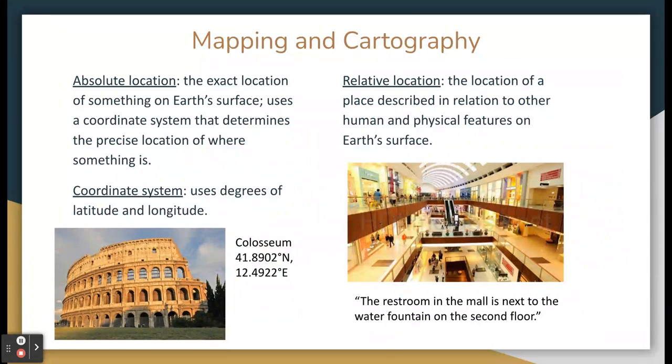Absolute location is the exact location of something on Earth's surface. It uses a coordinate system that determines the precise location of where something is. A relative location is the location of a place described in relation to other human and physical features on Earth's surface. Reference maps use absolute location. Furthermore, the coordinate system uses degrees of latitude and longitude. For example, if you were to ask a cashier at the mall, "Where's the restroom?" They might respond by saying, "The restroom in the mall is next to the water fountain on the second floor."